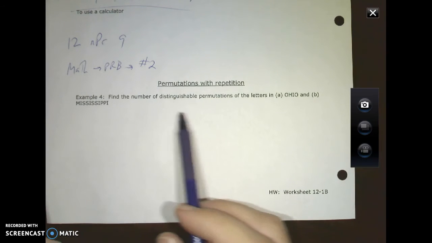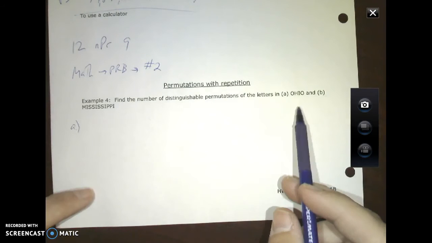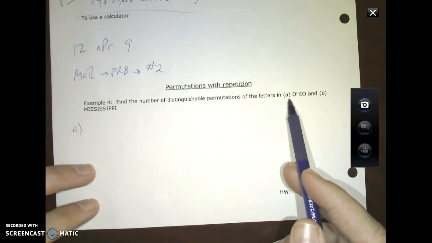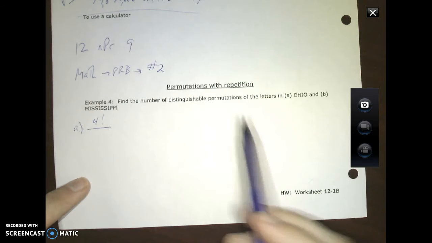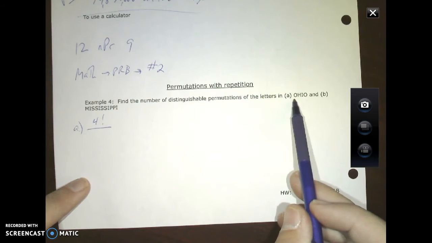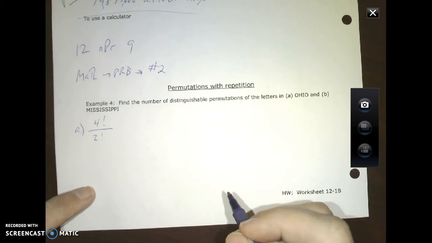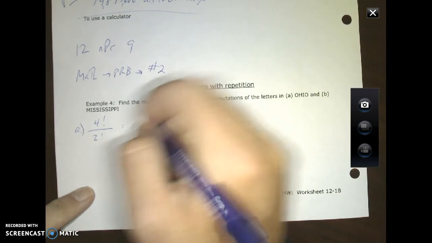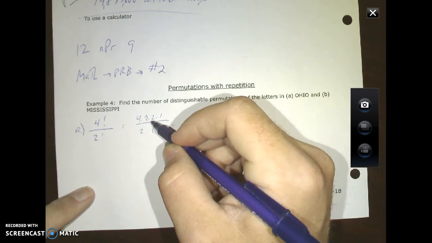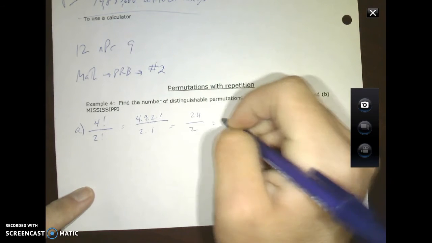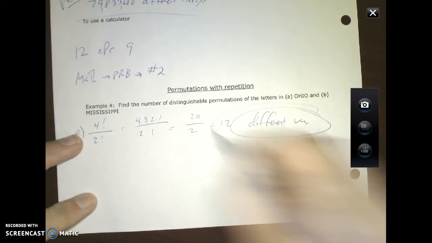Okay, find the number of distinguishable permutations of the letters in Ohio and Mississippi. So what we can do here is count how many letters total you have. Alright, 1, 2, 3, 4. I have 4 of them. You put 4 factorial on top: 4 times 3 times 2 times 1. Then you count how many letters repeat. In this case, it's 2. I have 2 O's the same. You put 2 factorial on the bottom so you don't count repeats. So we get 4 times 3 times 2 times 1 over 2 times 1. That's 24 over 2, 12 different ways.